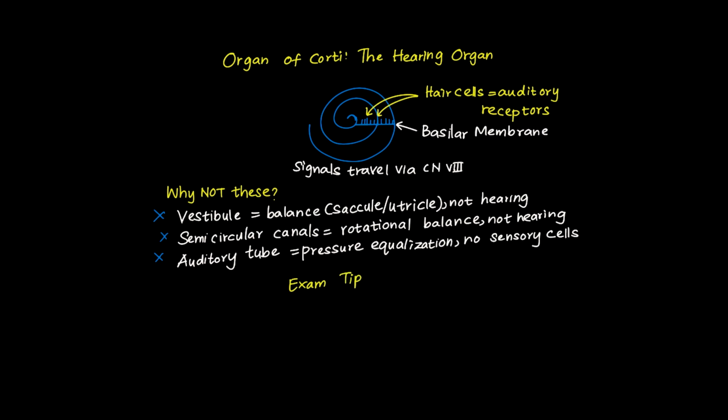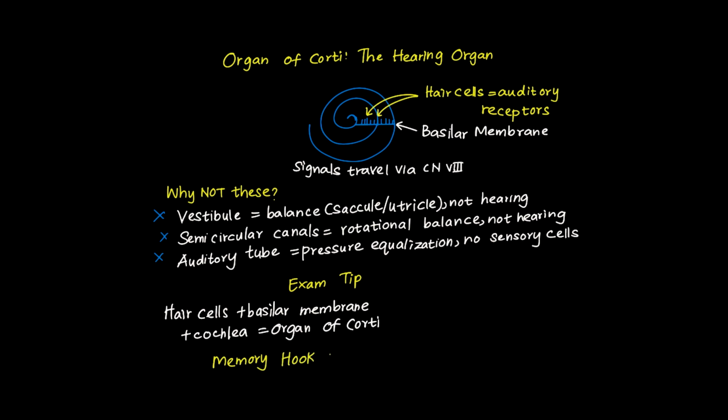Here's a WGU D312 OA exam tip for you. Hearing receptor cells on the basilar membrane equals organ of Corti. If a question mentions hair cells and the cochlea together, that's your answer. Quick hook. Corti equal sign cochlea's hearing organ. Hair cells in Corti here.